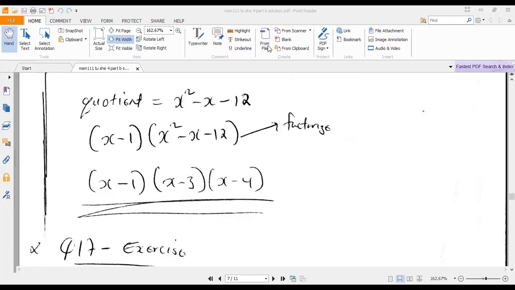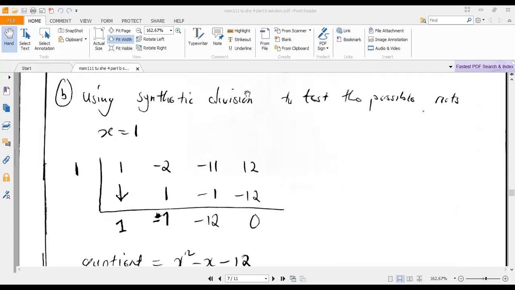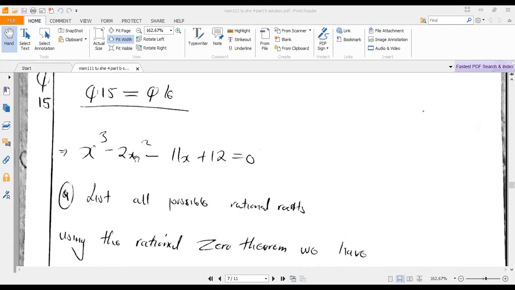Okay. Go ahead, Sir, please. Yes. Our normal polynomial had x power 3. Where has it gone? This guy here, right? Well, we are talking about this guy here, isn't it?